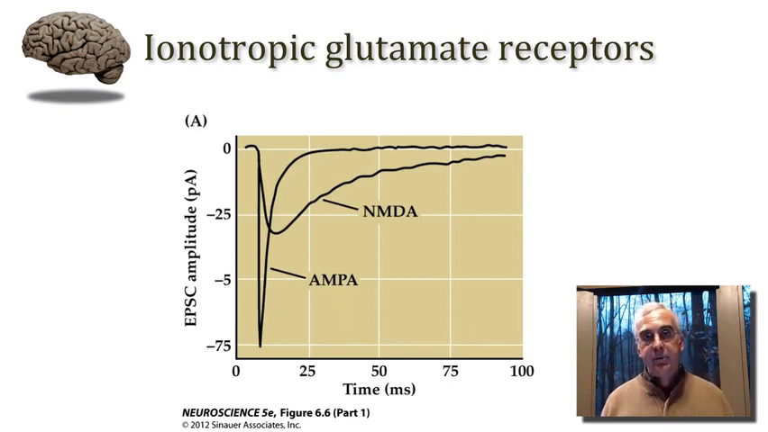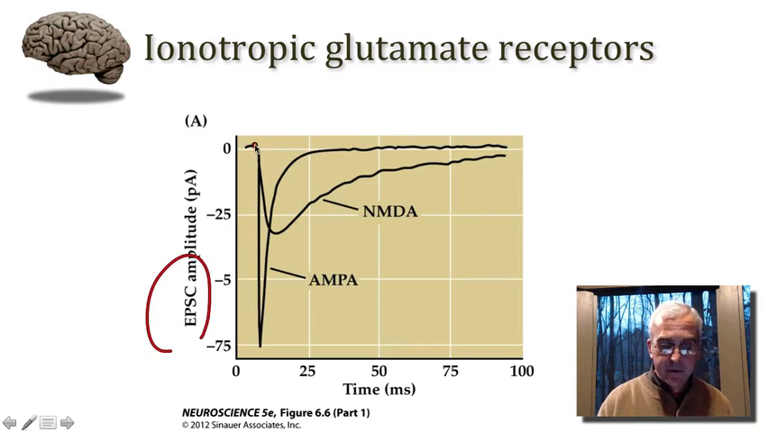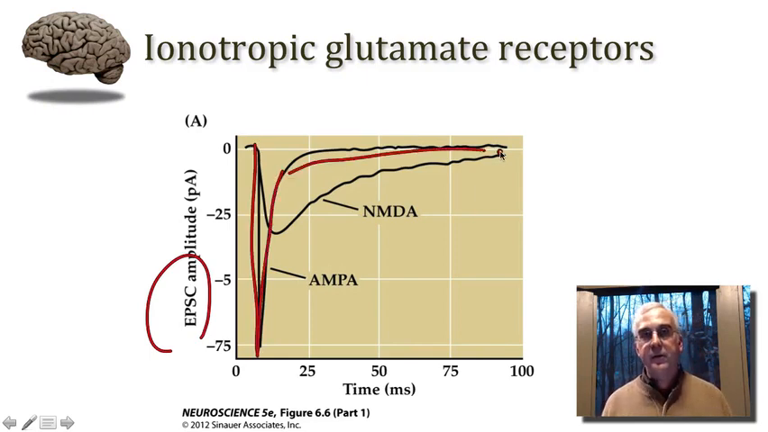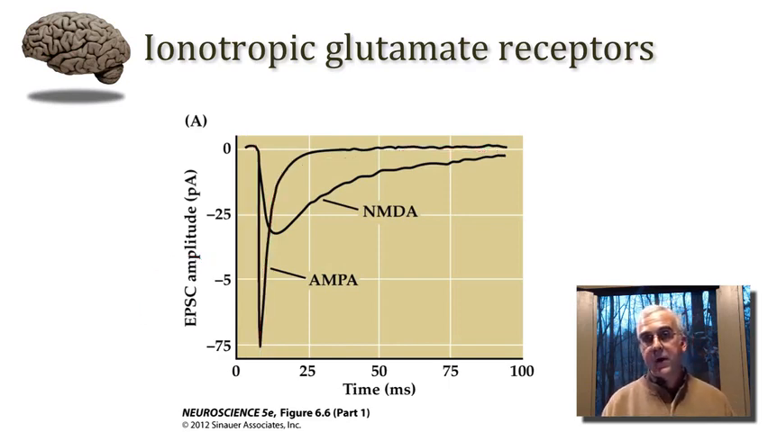When AMPA is placed on a typical neuron in the brain, what we see is a very quick current that flows into the cell, typically leading to an excitatory postsynaptic potential. So we call this an excitatory postsynaptic current. So, a very sharp, very large inward current that happens very rapidly when AMPA is applied to a neuron.